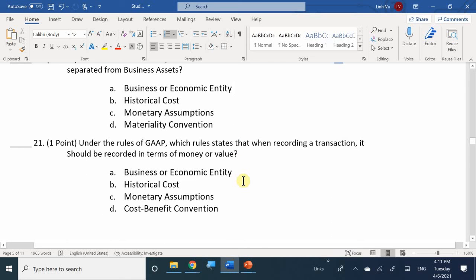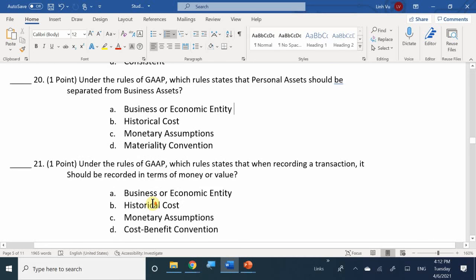Okay. Number 21. Under the rules of GAAP, which rule states that when recording a transaction, it should be recorded in terms of money or value? C, monetary assumption, right? Hence the keyword here, in terms of money, monetary, right?